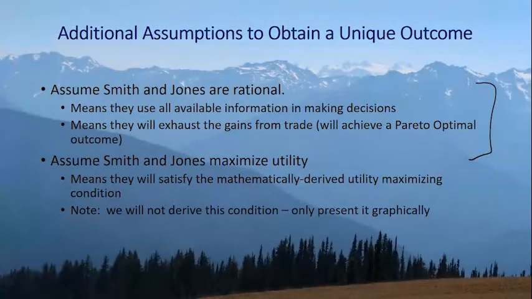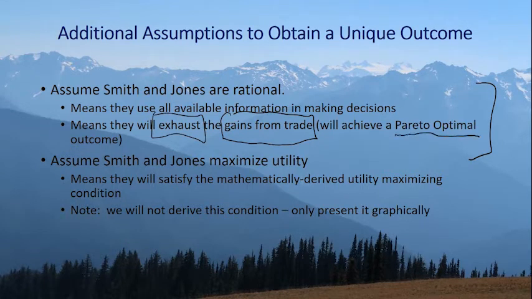Okay, the first thing we're going to do is to imagine that Smith and Jones are rational. And by that, I mean that they're going to use all the information they have available to them. And in this context, so far, we're assuming they have perfect information. So they have everything they need to know in order to make good decisions for themselves. And if they have that, we're going to imagine that they exhaust the gains from trade. Okay? And that means, and I'm going to identify this more carefully, that they're going to achieve what we call a Pareto Optimal outcome in economics.